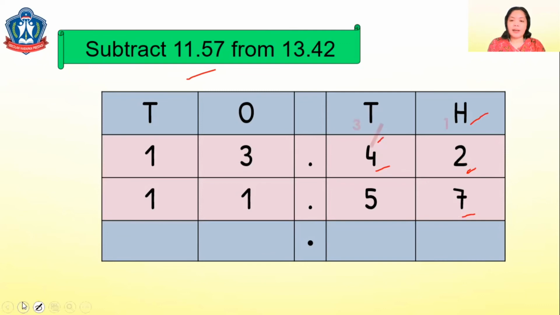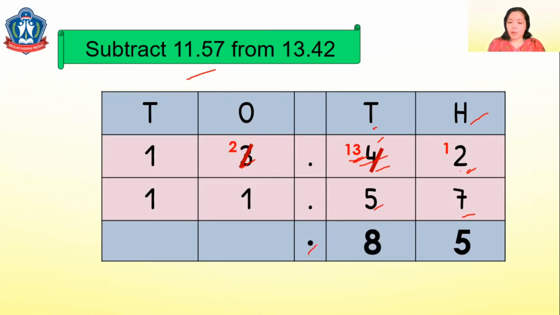So our 4 tenths becomes 3 tenths. Our hundredths now becomes 12 hundredths. So 12 minus 7 is equal to 5 hundredths. Now our tenths is only 3. We cannot subtract 5 tenths from 3. So we take another 1 from our ones. And it will become 2 ones. Our tenths now becomes 13 tenths. So 13 minus 5 tenths is 8 tenths.